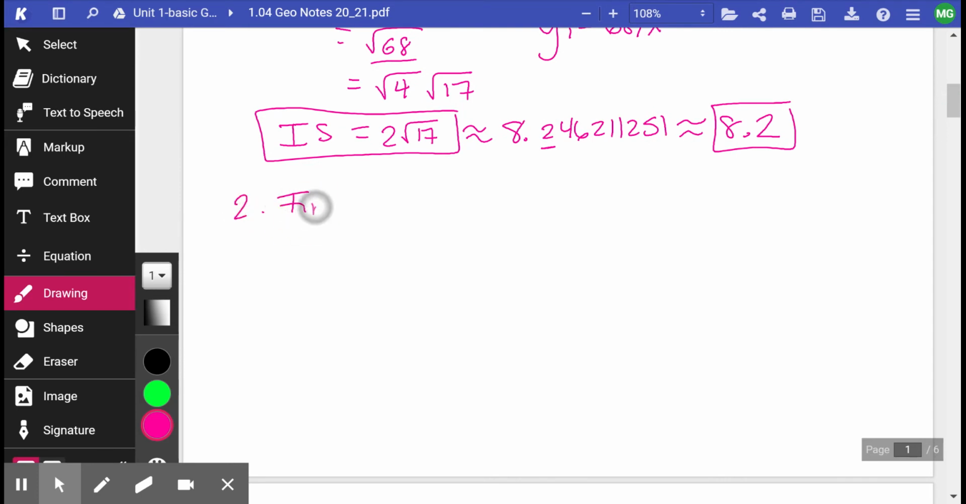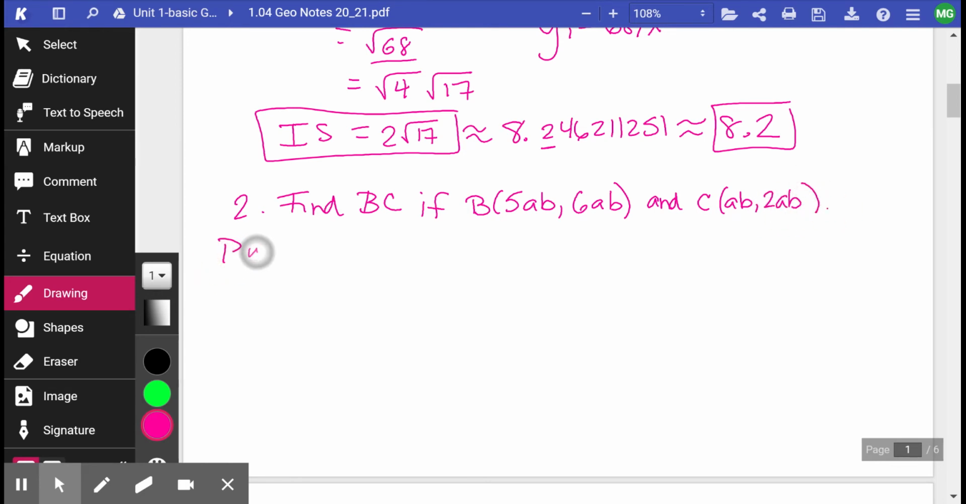Number 2, find BC. So again, no segment bar, so it's saying find the length of BC. If B is (5ab, 6ab), and C is (ab, 2ab), put your answer in simplest radical form. So again, let's start off by writing our distance formula.